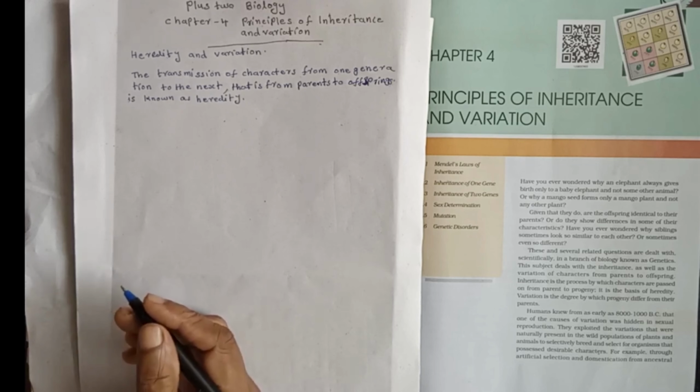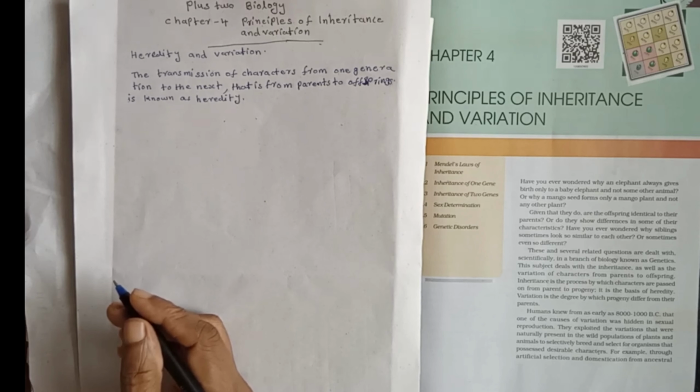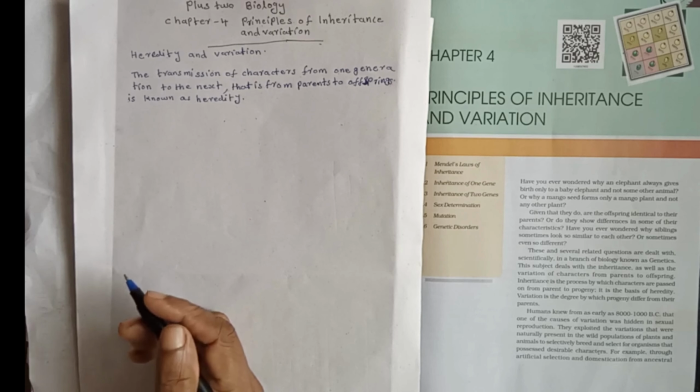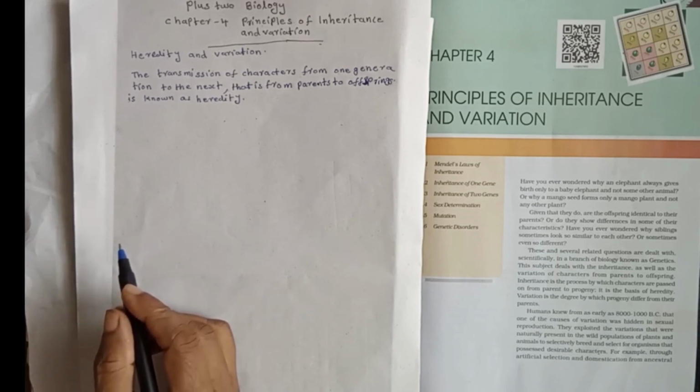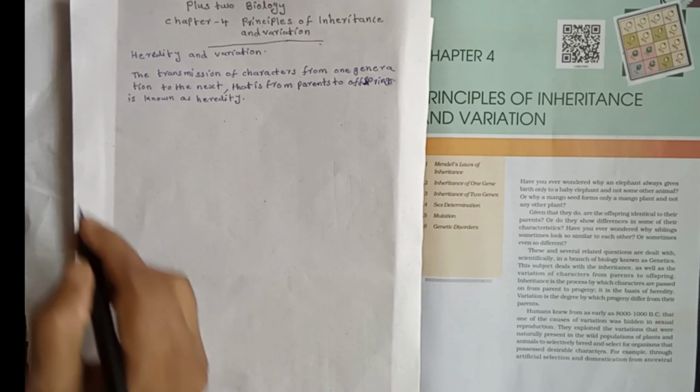Then what is variation? Variation means difference, that is between parents and their offsprings, or between offsprings of the same parents, or between members of the same population.